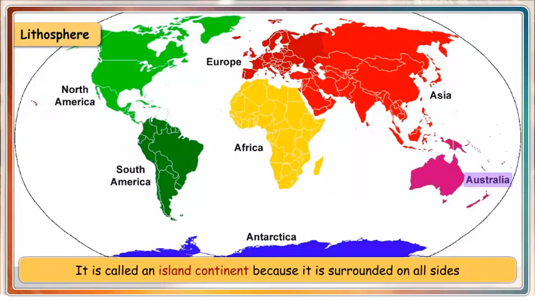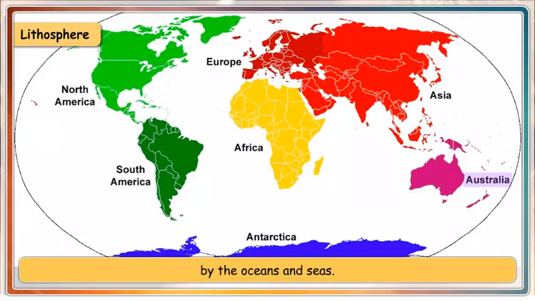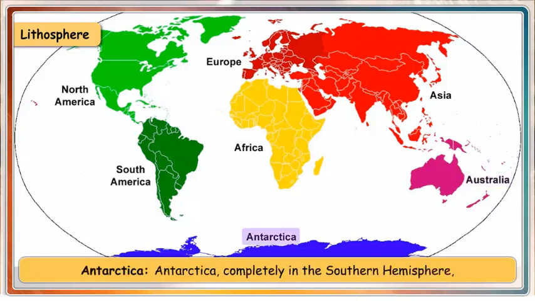It is called an island continent because it is surrounded on all sides by the oceans and seas. New Zealand is also a part of the Australian continent. It is separated from Australia by the Tasman Sea.